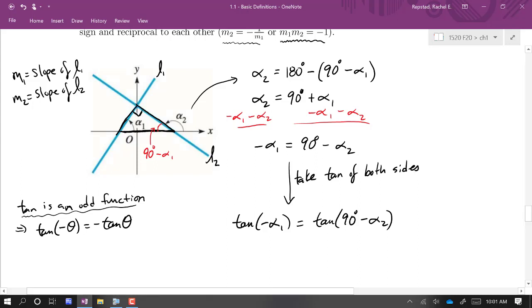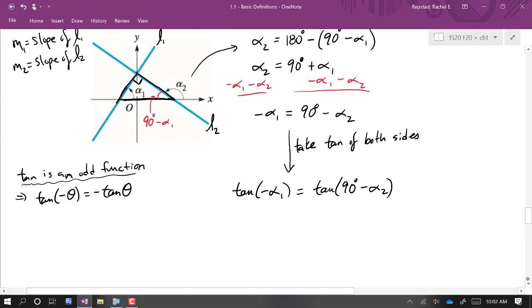But when you think about manipulating it, it means you can pull out that negative sign. That's not really what's going on. It's more of a statement about the symmetry and the geometry of it. But this is what we're allowed to do when we're manipulating it. Sine is also an odd function. Cosine is not an odd function. So it's not something that you can generally do all the time. But tangent is an odd function. And so over here on the left side of this equation that we're working with, I've got tan of negative alpha 1. So that's equal to negative tan of alpha 1.